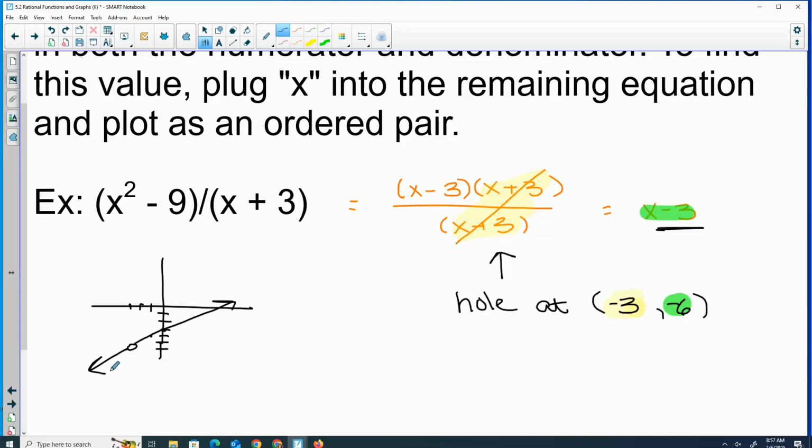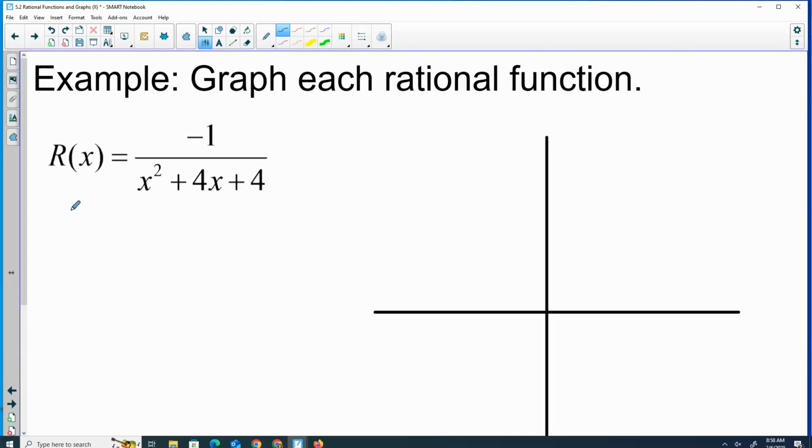So now we're just going to start graphing our rational functions. We probably won't do any today that have holes in them, but tomorrow we should, in our 23 minutes, we should be able to get to some. So if I look at this one, first step is factor whatever you can.